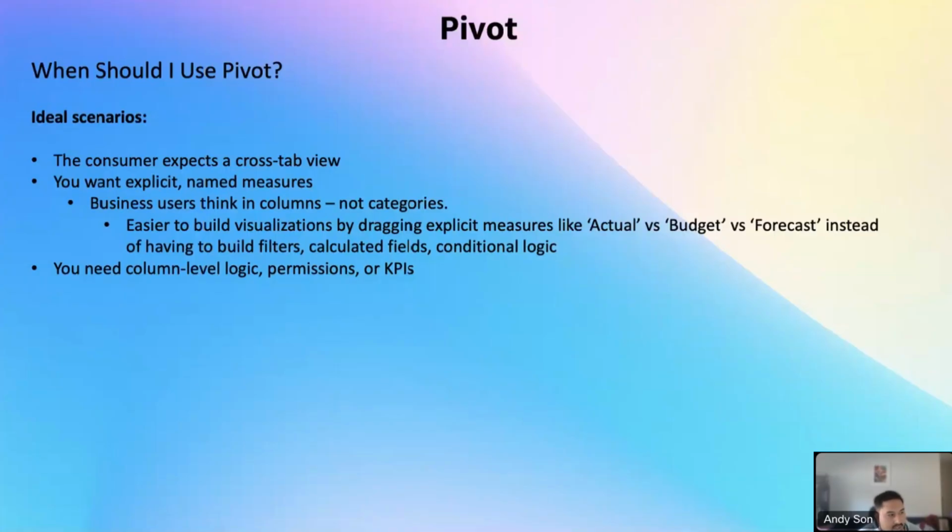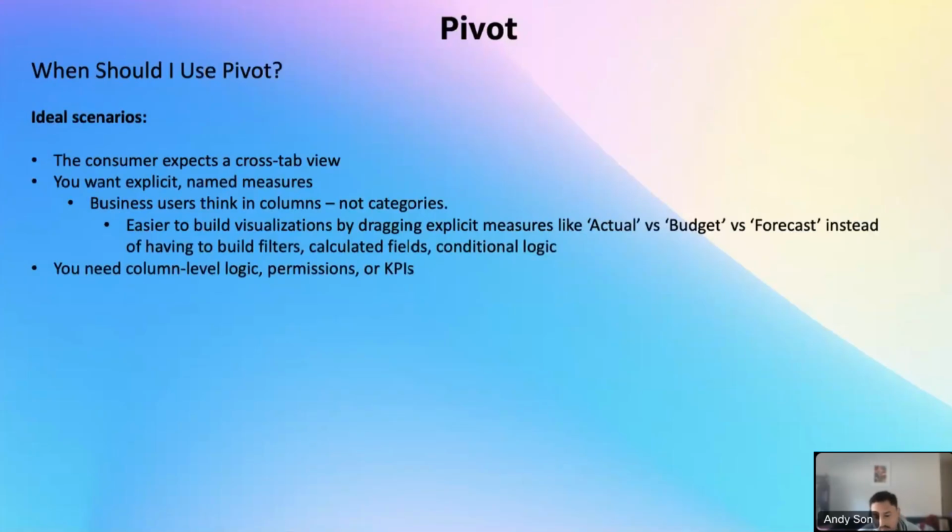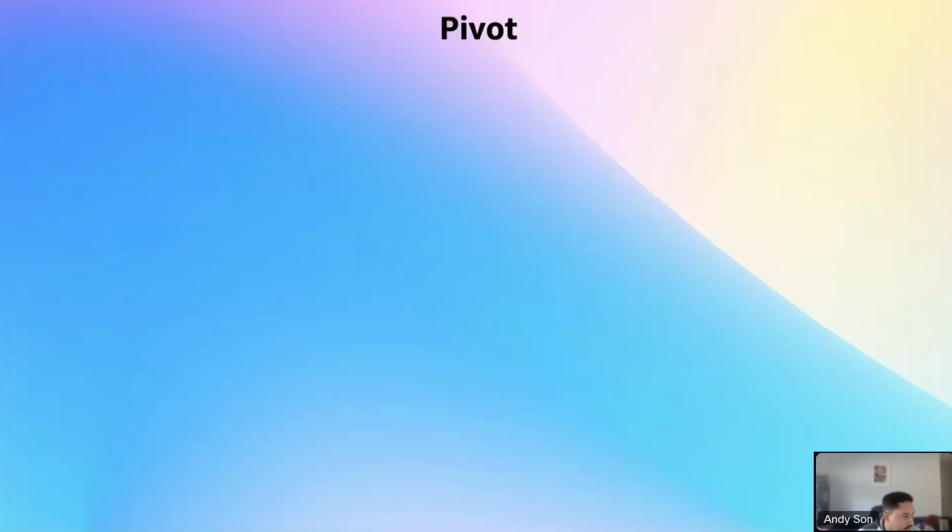And then the third will be if you need column level logic or permissions, right? So say you want this wider table, but some fields might have some sensitive data and you want to limit per user or per group. Pivoting your table to have these new columns will enable you to explicitly define those column level security permissions much easier. When should I not use pivot?